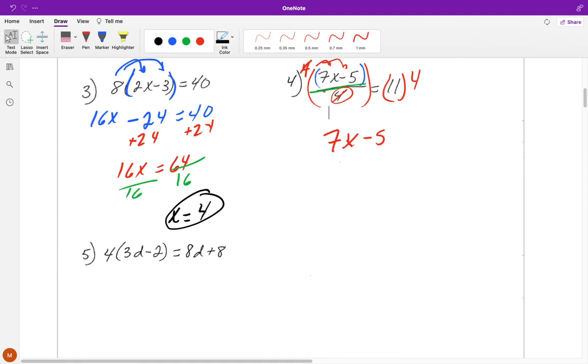So I'm left with everything that's in my numerator. So 7x minus 5 is equal to 44. And now back to our basic equations. I'm going to add 5 to get rid of this first. So 7x is equal to 49.